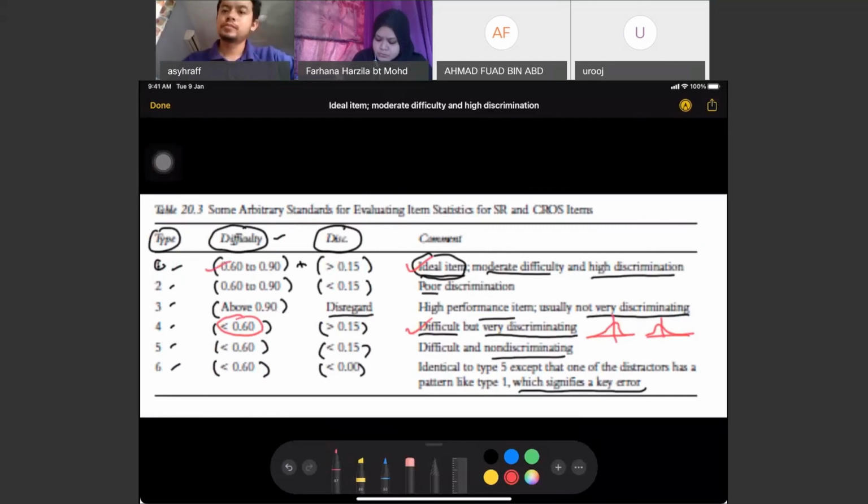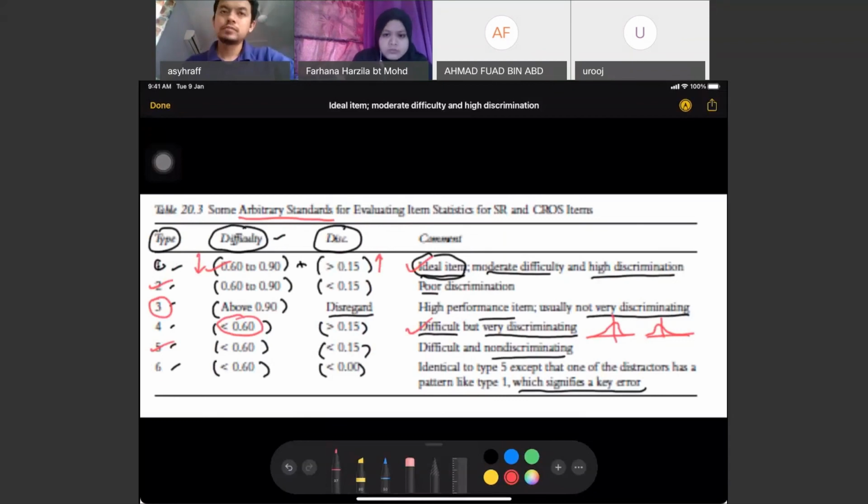Okay. And items of type 3 can be sent for editing. And he says we discard type 2 as well as type 5. These are the ones he says we just reject. Or maybe, I don't know, up to us lah. I mean, these are just arbitrary standards. He says if you prefer, you can raise or reduce this a bit, maybe say 0.5 to 0.9 or whatever. You can still adjust, but the idea is there.